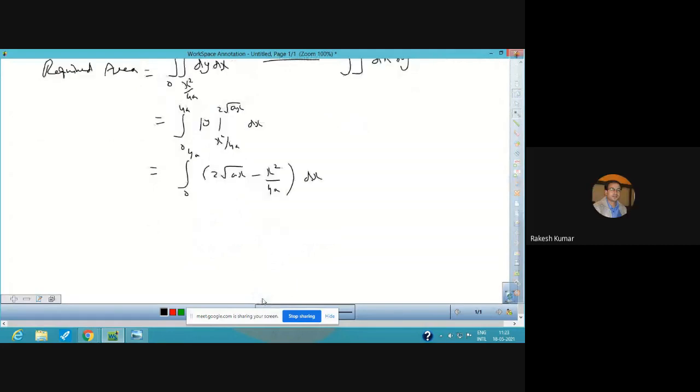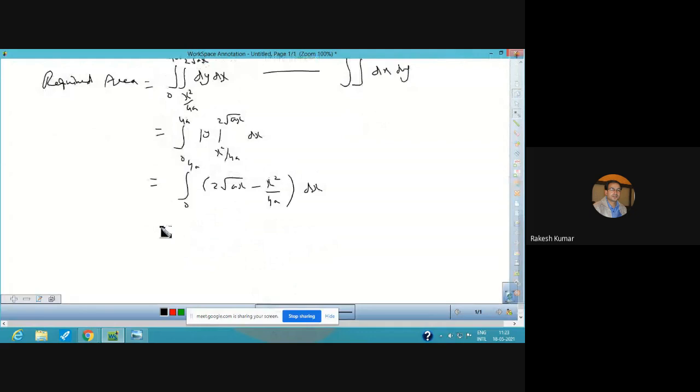So you have to integrate with respect to x now. That is 2 square root a, and square root x means x raised to power 1 by 2, and that will be x raised to power 3 by 2 upon 3 by 2. And similarly you will integrate here. So x square integration is x cube upon 3 into 4a, and the limits are 0 to 4a.